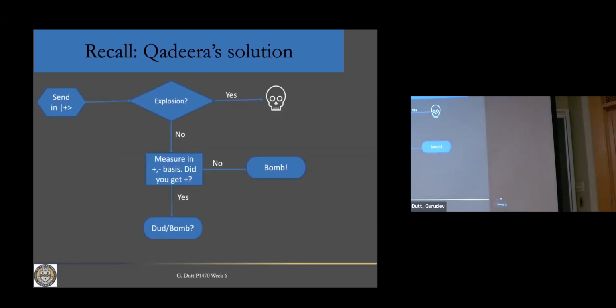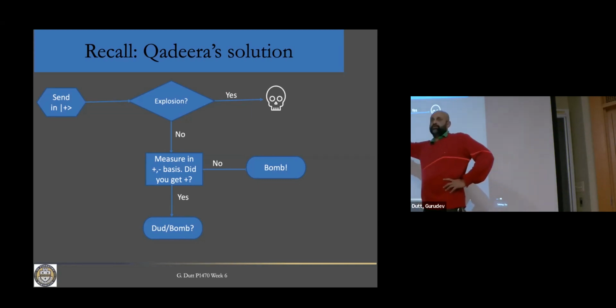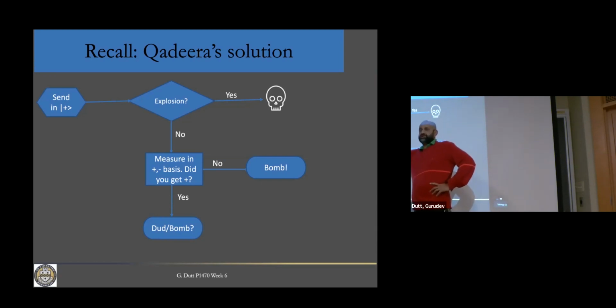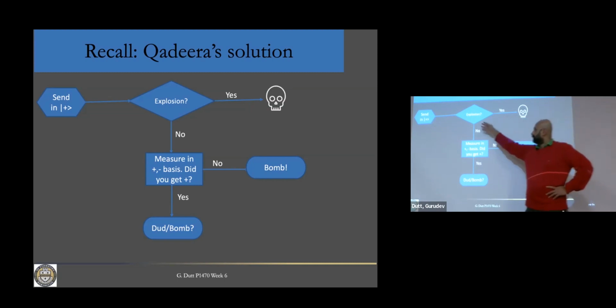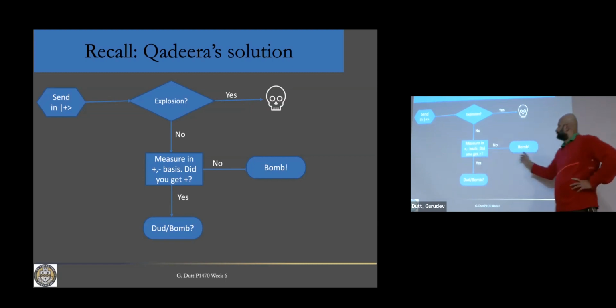This was our first solution, where we sent in the plus state. If there's an explosion, basically you can think of it as a measurement result. When the Turing machine measures the qubit, it gets a 0 or 1. If it gets a 1, then it blows up the bomb. If not, then in this version, we immediately measured the state in the plus or minus basis, and then we had two possible results.